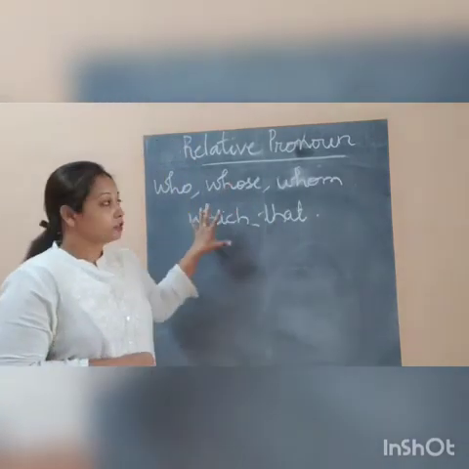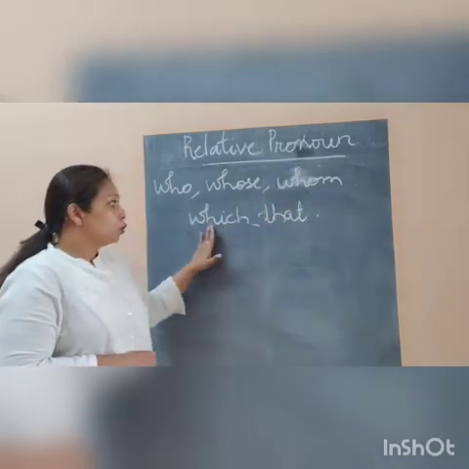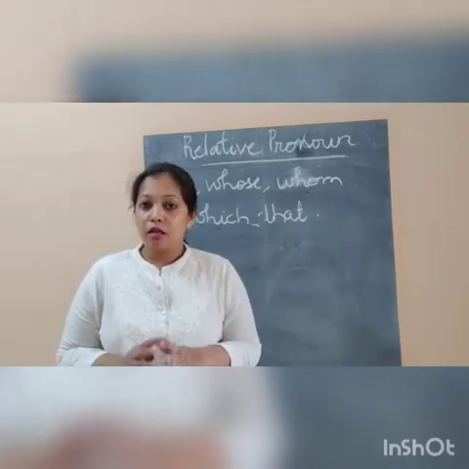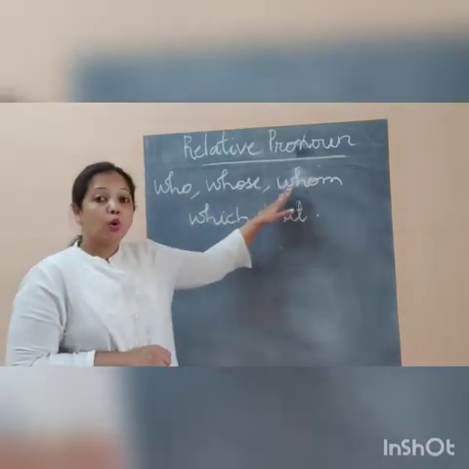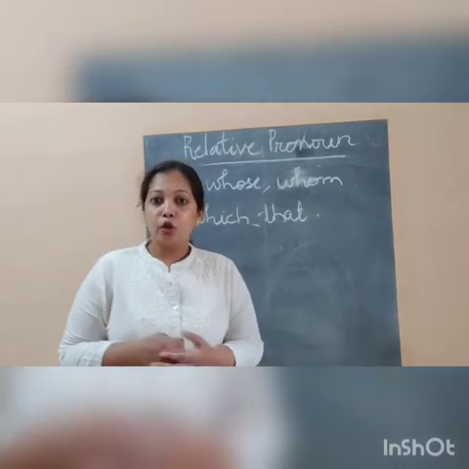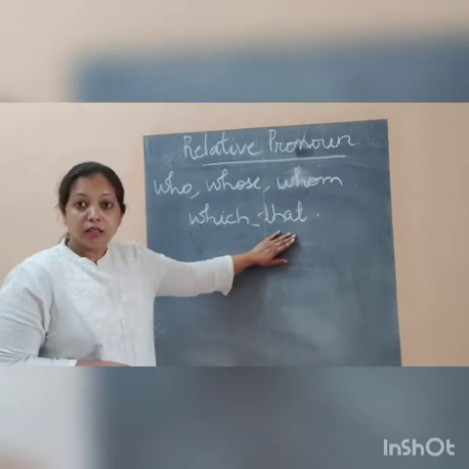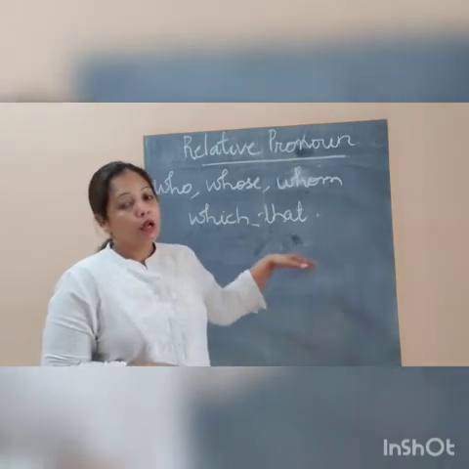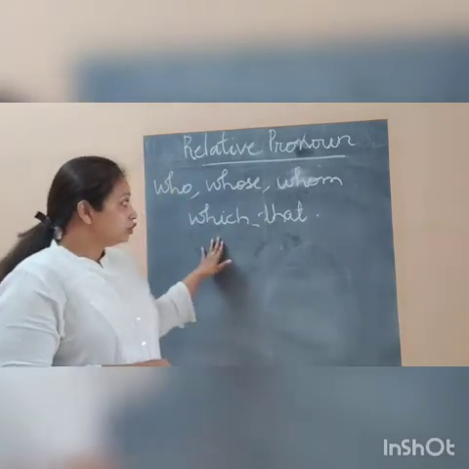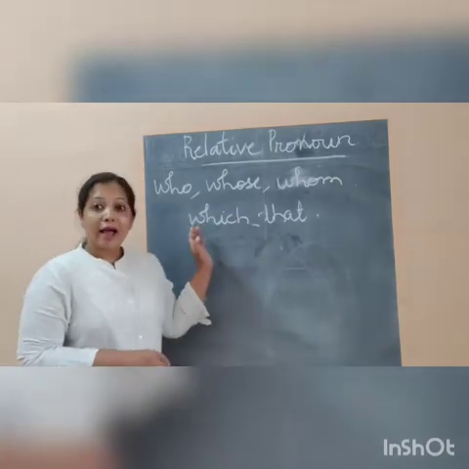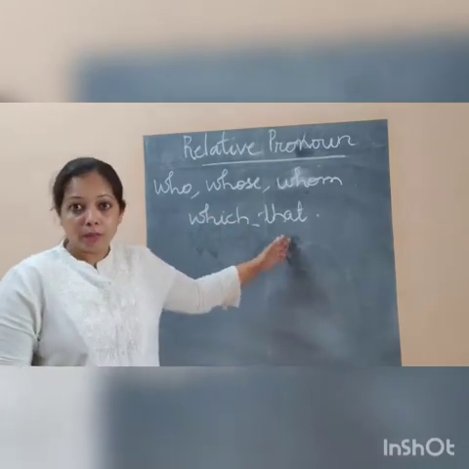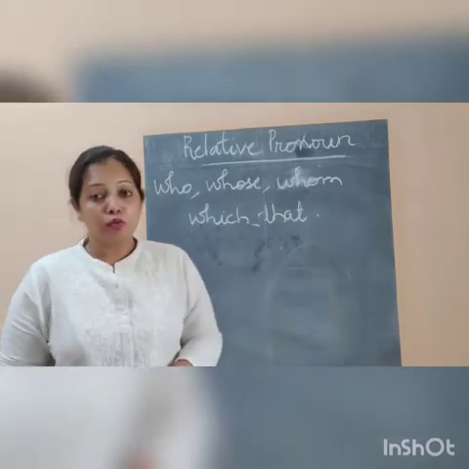So these are the basic relative pronouns that we focus on. Now we will see how they are used in sentences. Who, whose and whom are used for living things, for humans. Even that is sometimes used for humans, but more often we use who, whose and whom. Now, which is used for animals and non-living things, and that is also used for animals and non-living things.